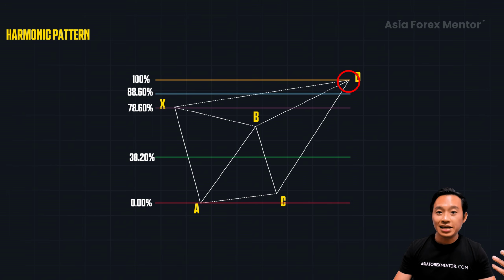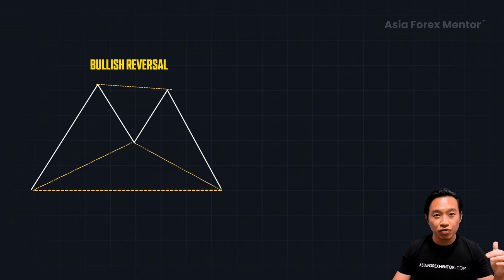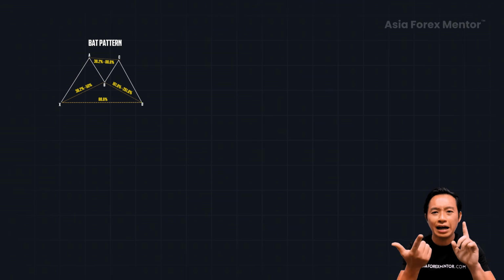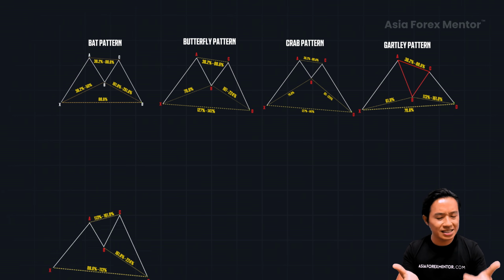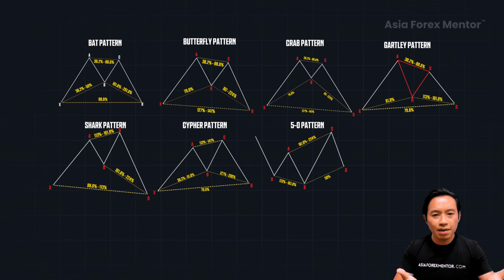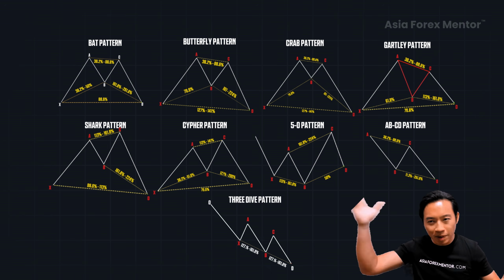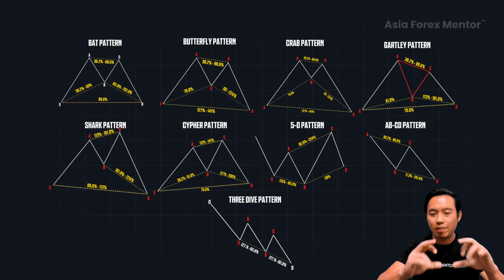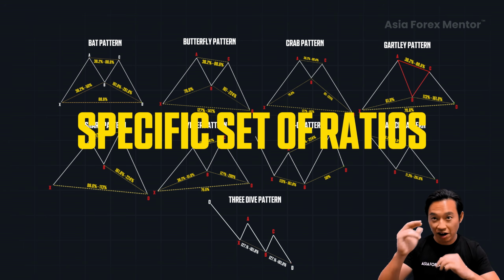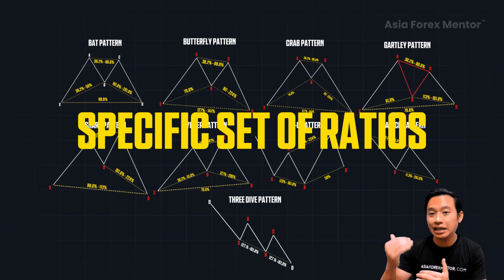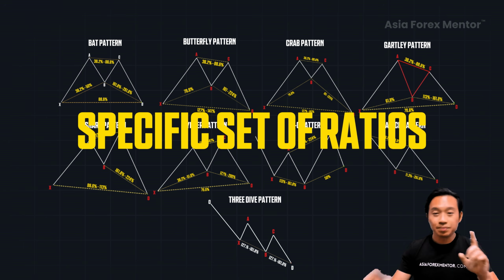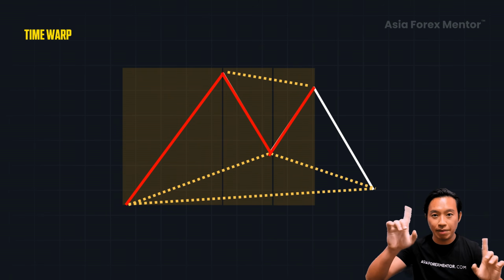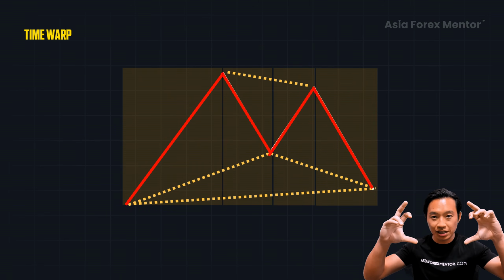Now, the patterns can signal either a bullish reversal or a bearish reversal. We covered all the popular pattern names, right? The bat, the butterfly, the crab, the Gartley, the shark, the cipher, the 5-0, the ABCD, the 3 drives. There are probably going to be more, but the concept is the same. All these patterns follow a specific set of ratios. They are very precise, which is what we like, and that increases the probability. Remember, time warp: the timing of each leg from one point to the other does not matter. Only the levels, the ratios, matter.